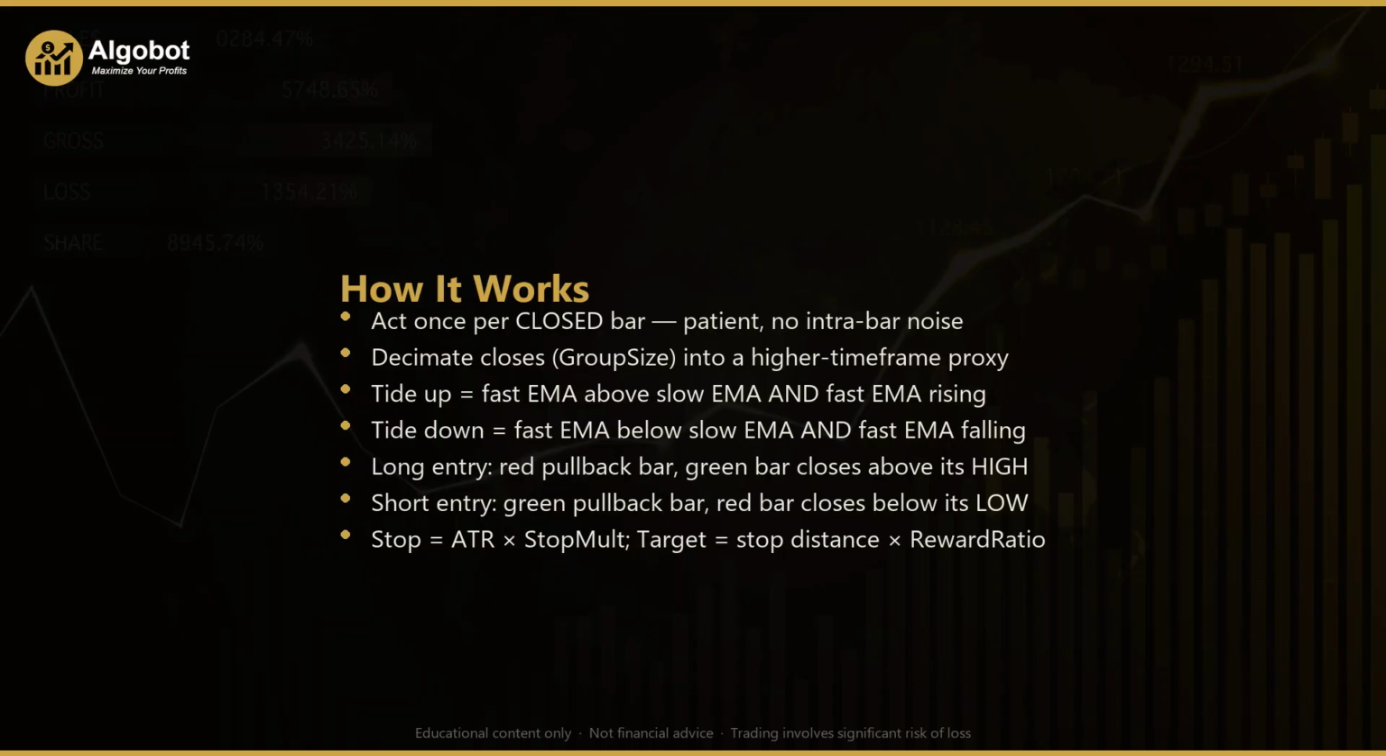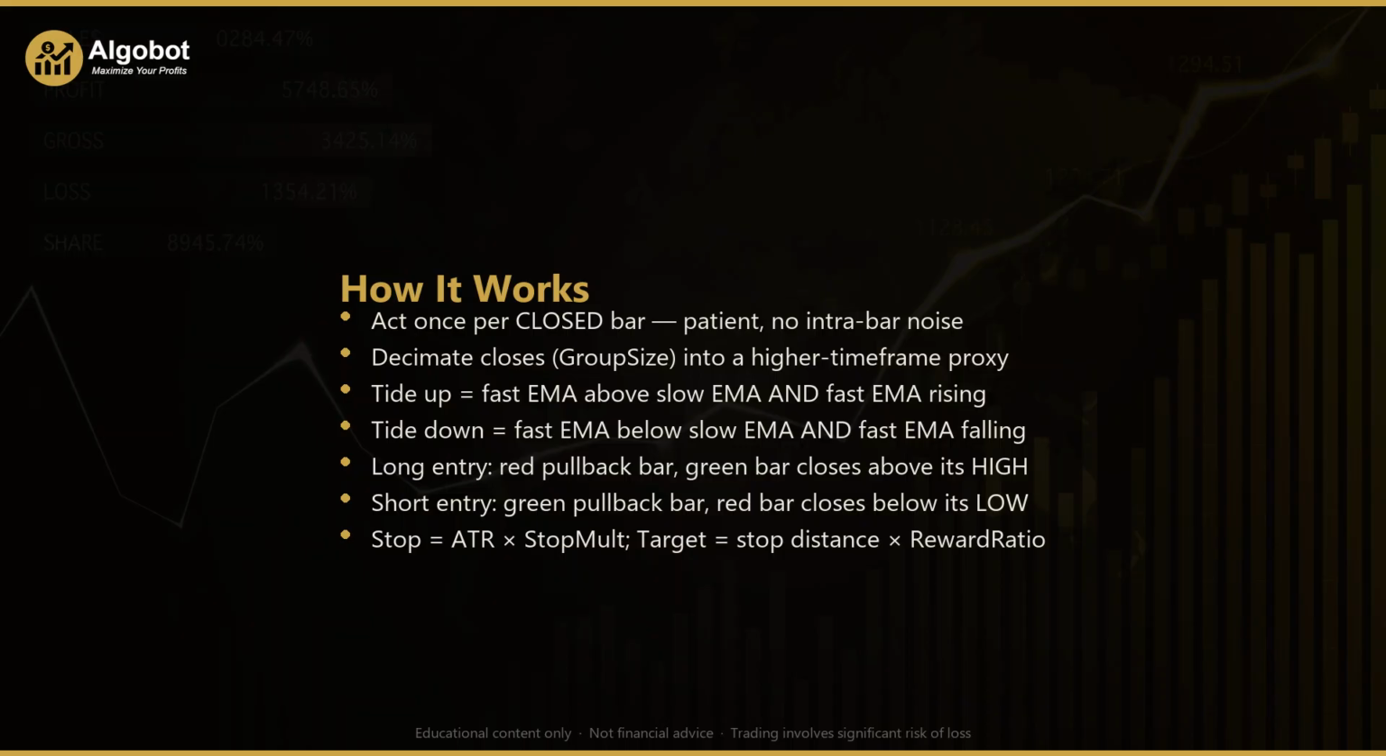Let's walk through the mechanics step by step. Everything happens once per closed bar, so the strategy is patient and only acts on completed candles rather than reacting to every tick. First, the EA rebuilds its coarse view. It takes the stored closing prices and samples one close every so many bars. The spacing is set by the GroupSize parameter, which defaults to 6. Those sampled closes form a downsampled proxy series that stands in for a higher time frame.